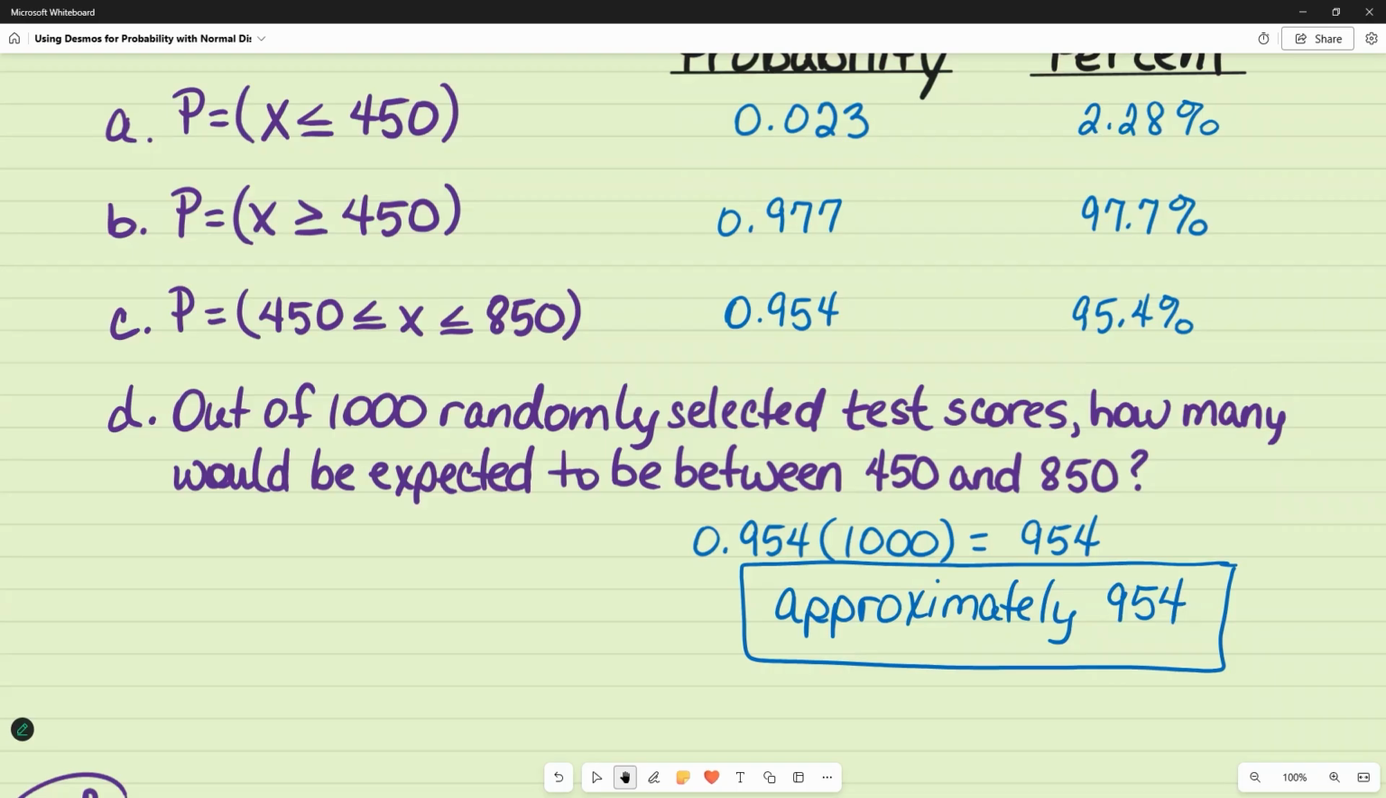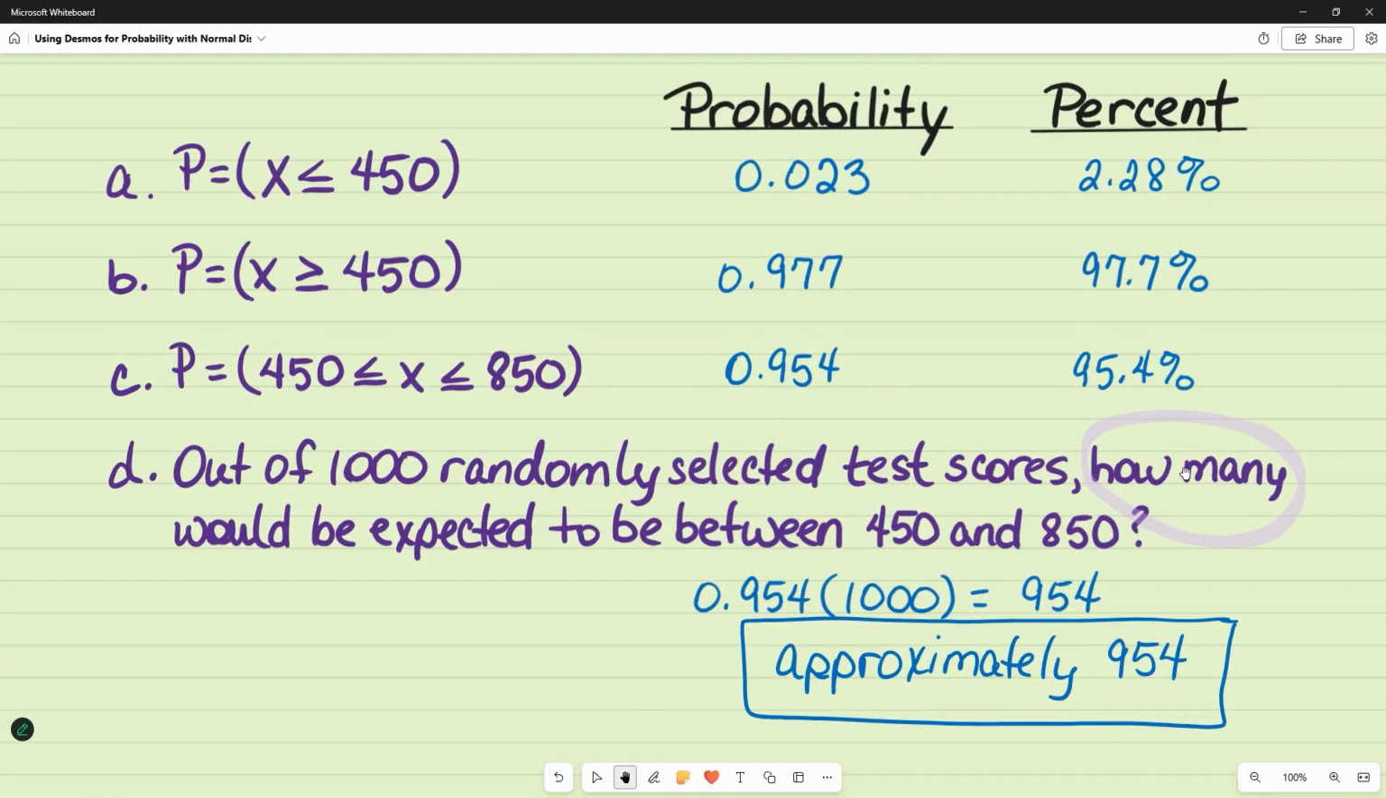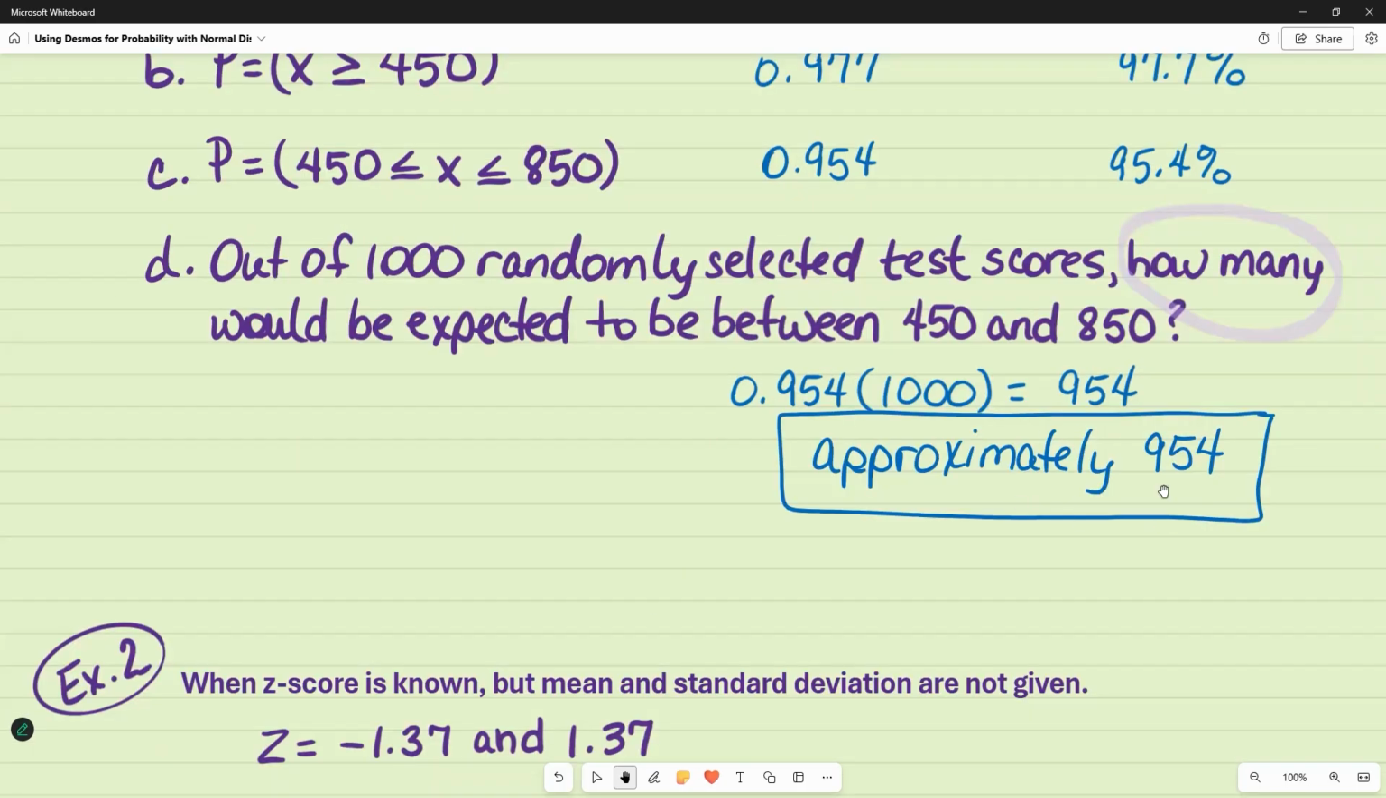For part D, we're now given a word problem and we're asked to find how many test scores will be expected to fall between 450 and 850. When we have a word problem that's asking how many, we want to use the decimal. We already have the probability of when it is between 450 and 850. So we're just going to take that number and multiply it times whatever is given in the word problem. In this case, it was 1,000. Once we multiply that, we get the answer 954. This is approximately 954 test scores that will fall between 450 and 850. It has to be a reasonable answer.